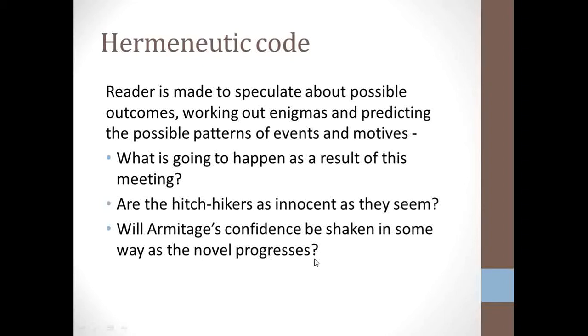Will Armitage's confidence be shaken in some way as the novel progresses? What is going to happen as the novel progresses? See, Armitage seems to be a confident, composed person who doesn't waver anywhere. He has led a major part of his life, and he is quite sure about himself. He's quite certain about himself, right? Now, it is quite possible that this chance meeting would bring in the disruption that is necessary for a plot to progress, right?